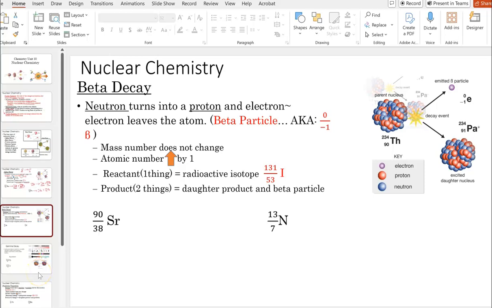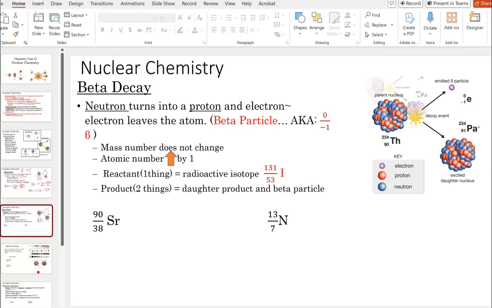Okay, the next type of nuclear decay I'm going to talk about is beta decay. Again, nuclear decay is changes in the nucleus of an unstable atom. So the parent nucleus is breaking down to make a new daughter nucleus or a new isotope that is more stable. And beta decay is another way that this can happen. So in beta decay, this is what happens.